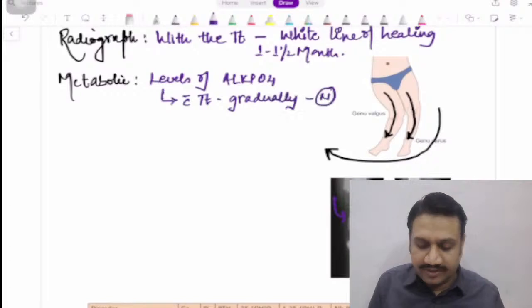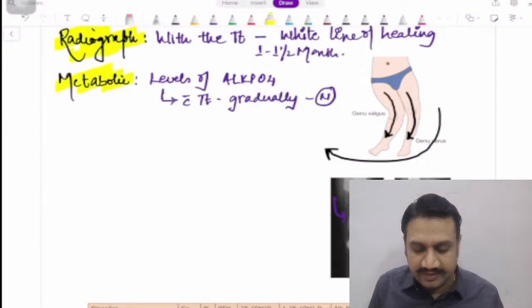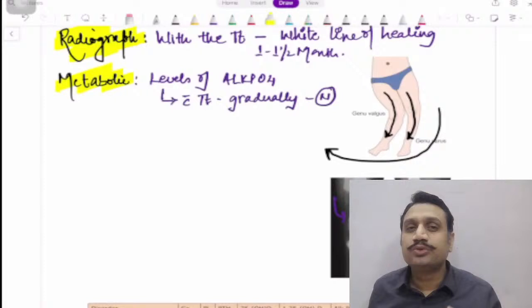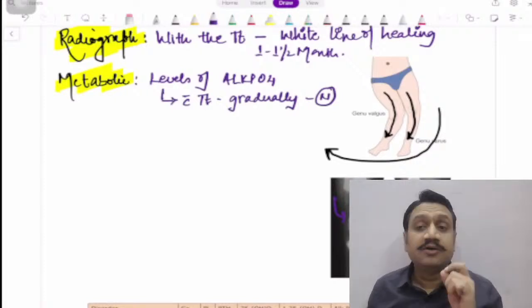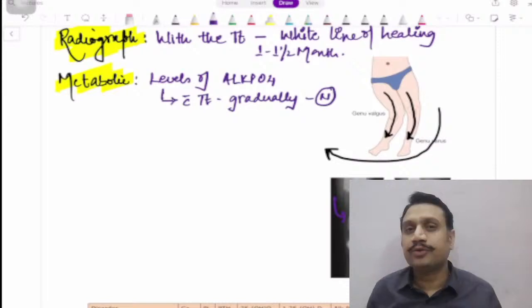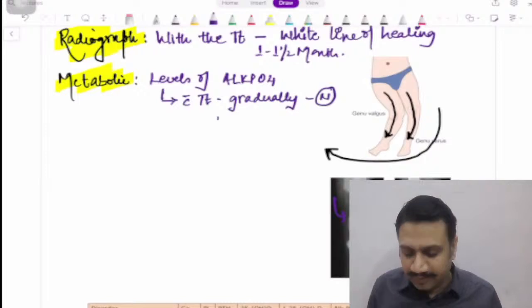So radiographic assessment and the metabolic assessment. These are two ways to know that your patient is doing fine. How much time does it take for alkaline phosphatase to come back to normal? It can take a duration somewhere between 1.5 years up to 2 years. So that can be the duration for metabolic correction to be achieved.